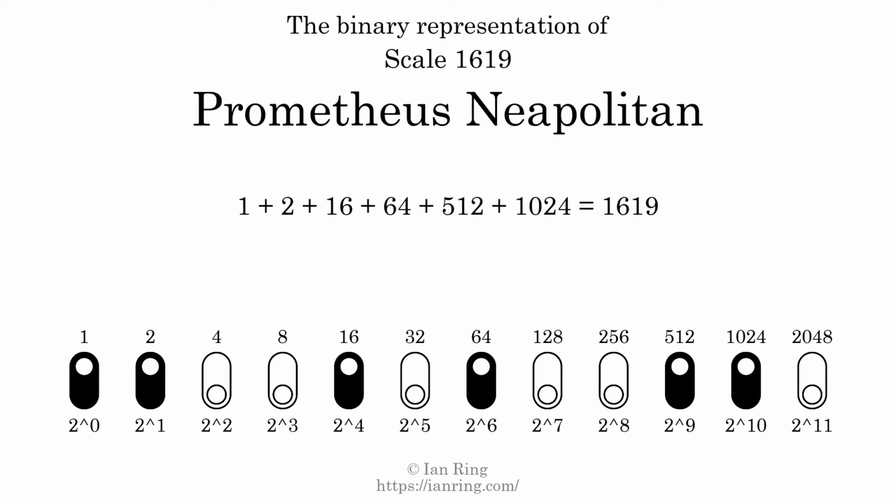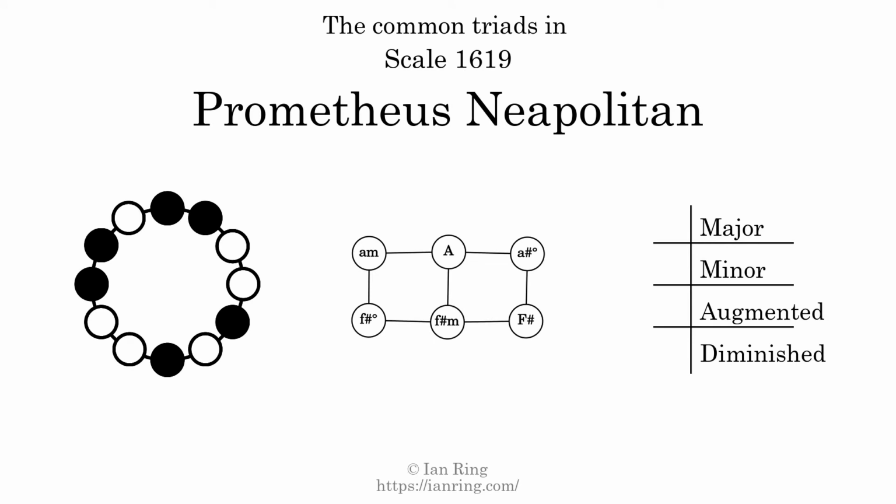1619. The scale number not only enumerates the scale with a unique index, but it also literally describes the tonal content of the scale. Represented as a binary number in base 2, the scale number is 0110010100011. Here are the common triads present in this scale.